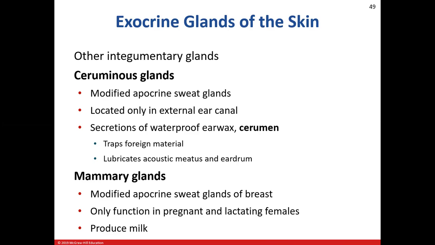Our other gland is the mammary gland. Our mammary glands are modified apocrine sweat glands, but we find these in the breast tissue of women. Its only function is in pregnant and lactating females, and it does produce the milk for the babies.